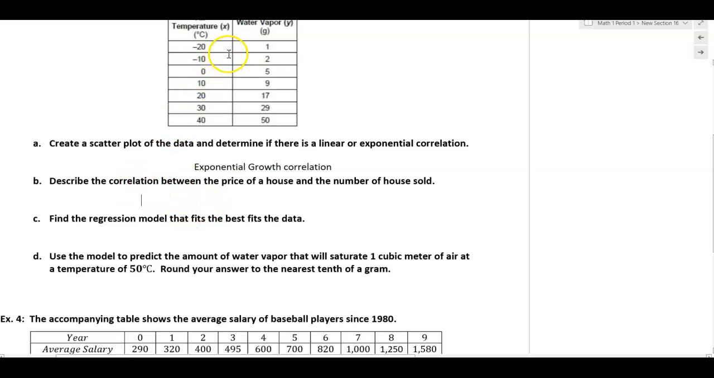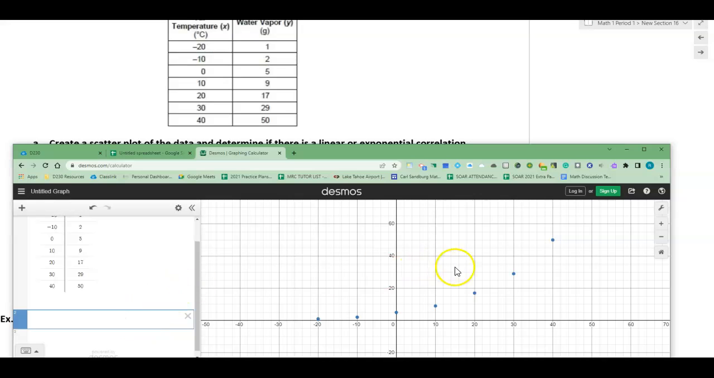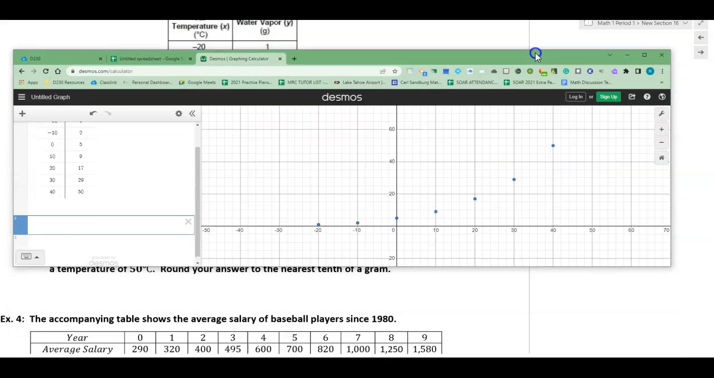Now, if we describe this, it should be the air temperature to the water vapor. As the temperature increases, the water vapor increases. Sorry for the typos here. So we want to find the regression model that best fits it. Since we look at this and we see that it's exponential, that's the growth model we're going to use.